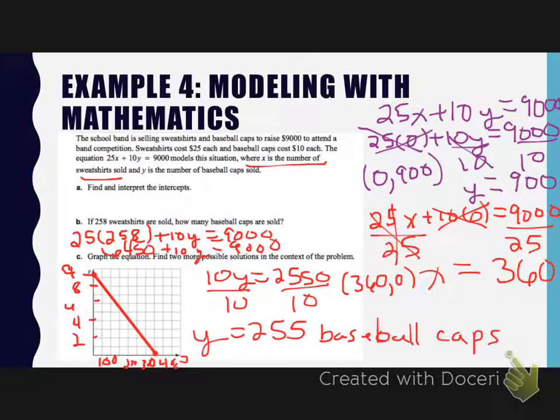Now part C here is just to find two more possible solutions in the context of the problem. And that would just be, again, reading the graph and finding a point like at 50, I'd sell 800. Let's see. Another one would be the 250, sell 300. Things like that. Just interpreting the graph.